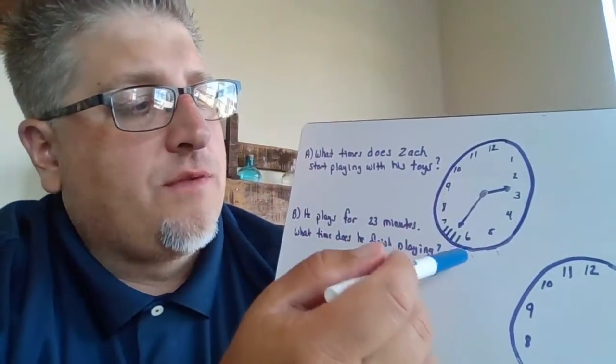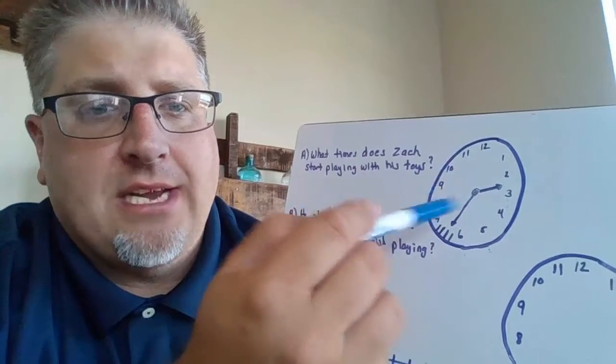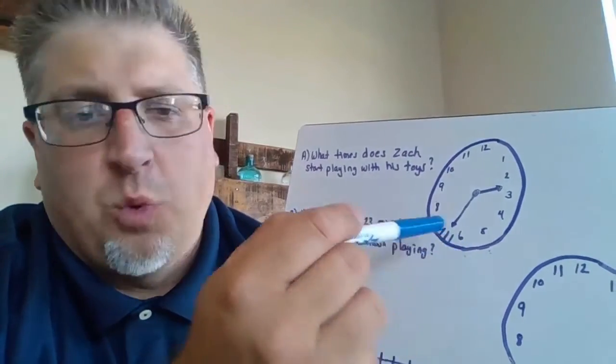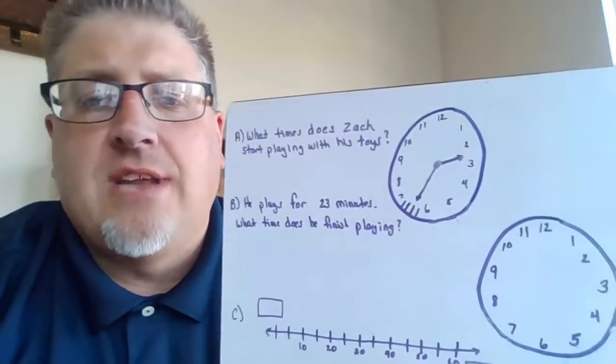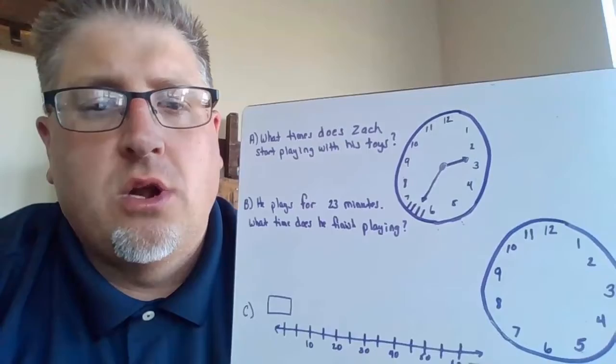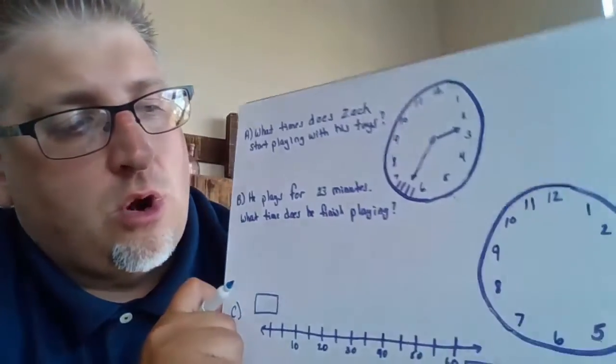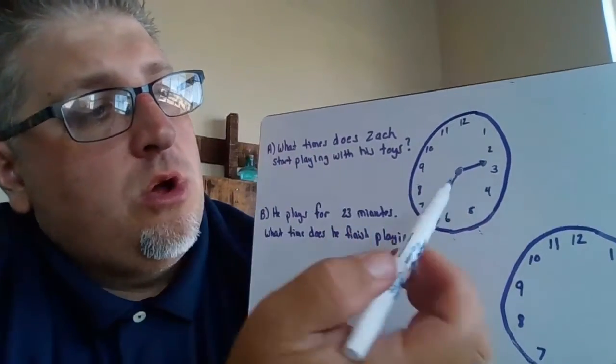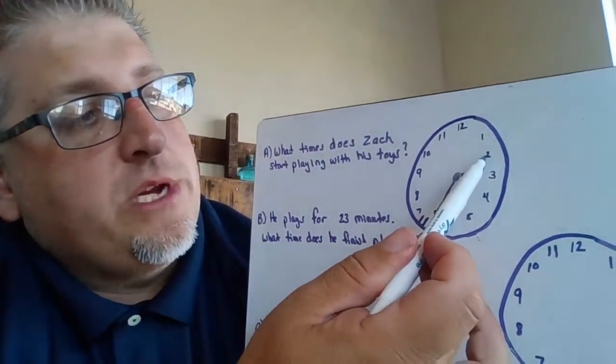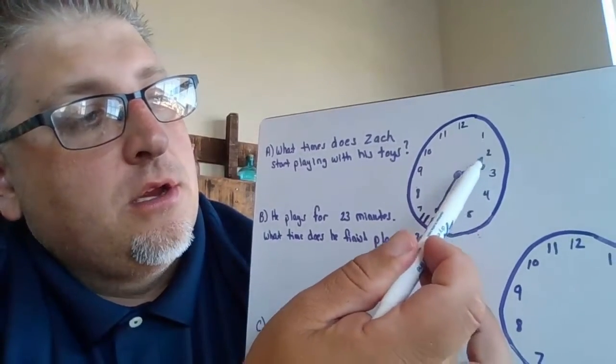So I drew a clock over here, but I didn't put all the tick marks in. I plan to put the tick marks in where we're going to need them for the problem. This is an application problem from your workbook. So we can see the hour hand is between 2 and 3.